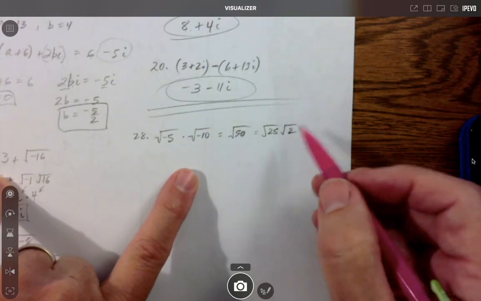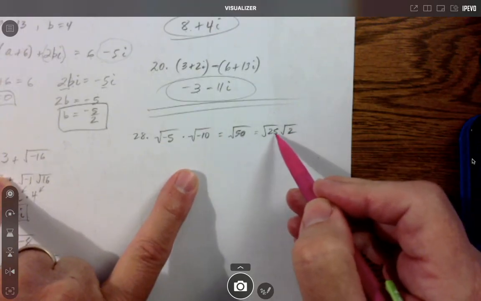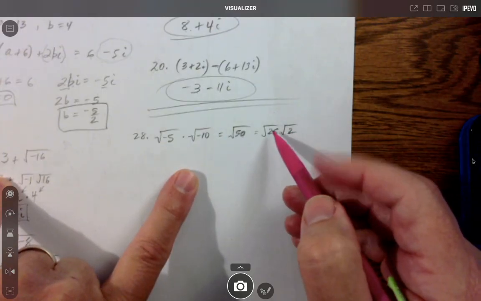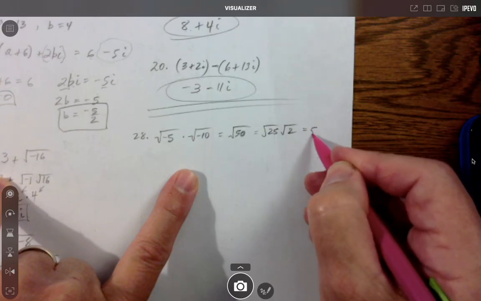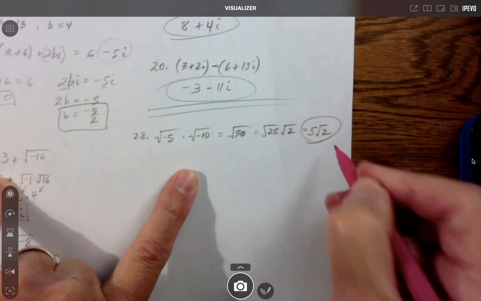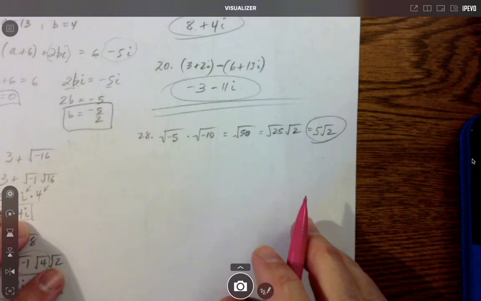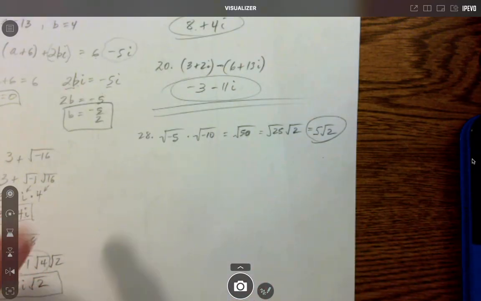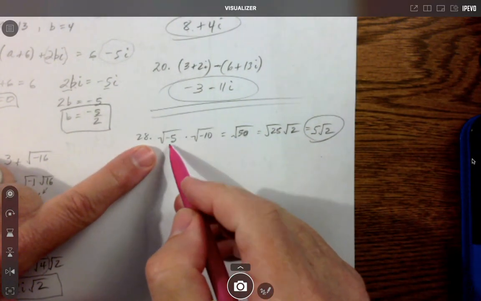Why 25 and 2? Well, because the square root of 25 is a perfect square. It's just 5. So this becomes 5 square root of 2. And that would be your final answer there. Now, you could also do it this way.